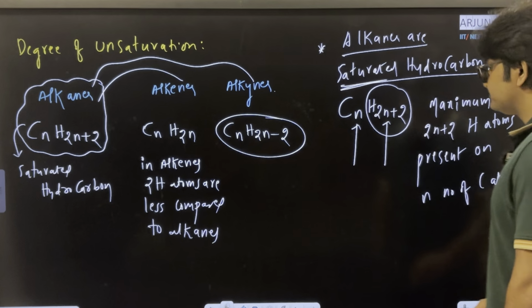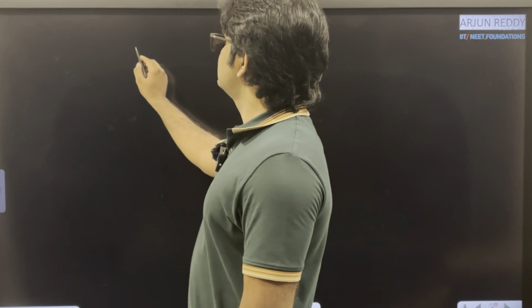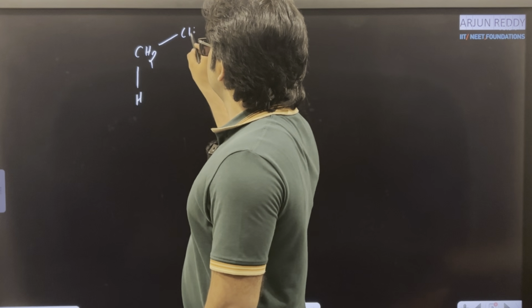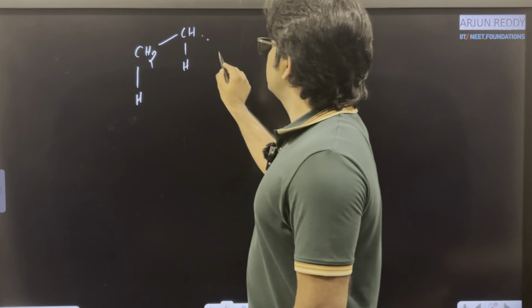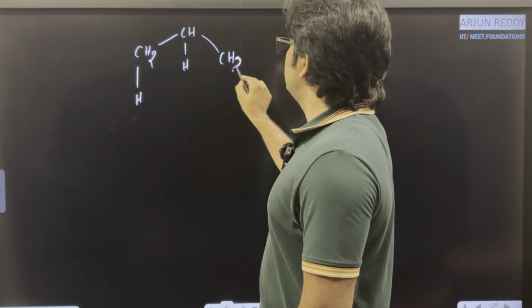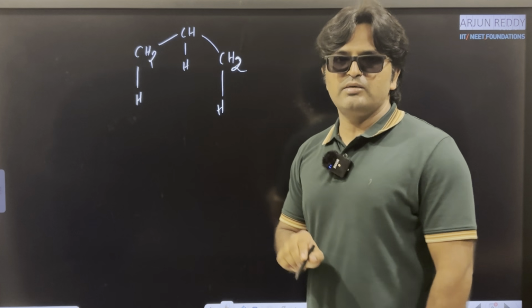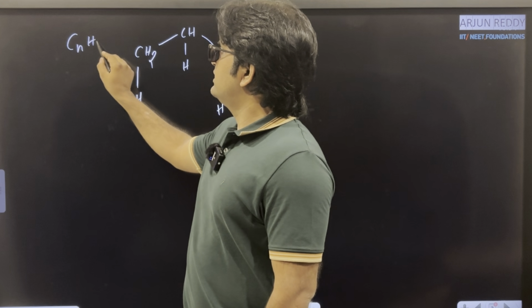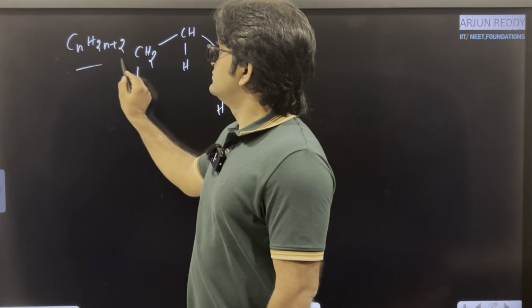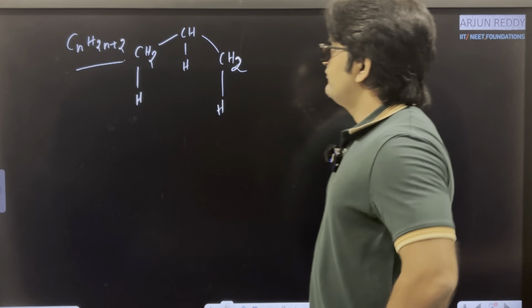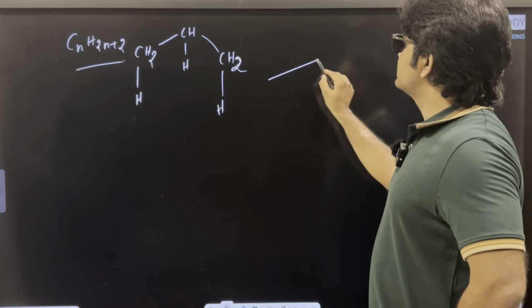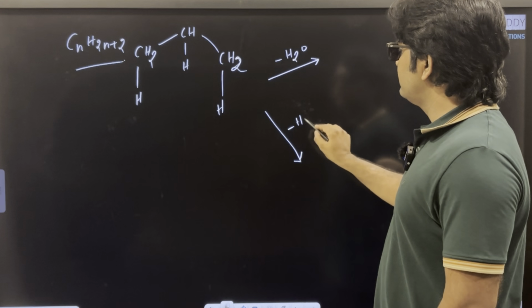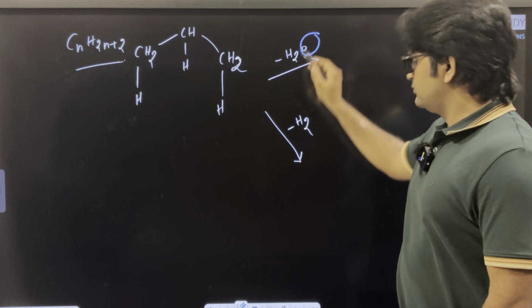Okay, now come to this point. I am taking a very simple example, like CH2, CH, and CH3 or CH2. Let us take this compound. Now this is what we call an alkane, and the general formula is CnH2n+2. For example, by the removal of two hydrogen atoms, I am going to write two different products here.